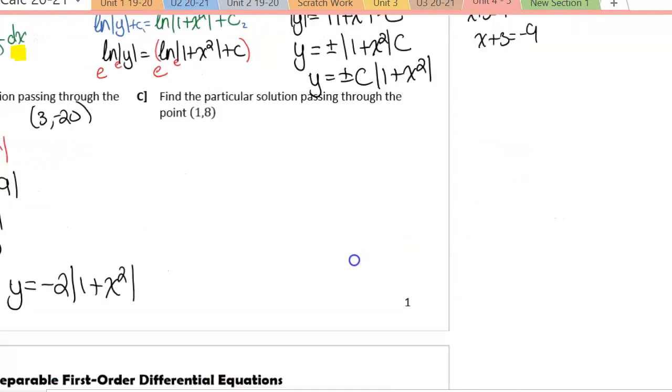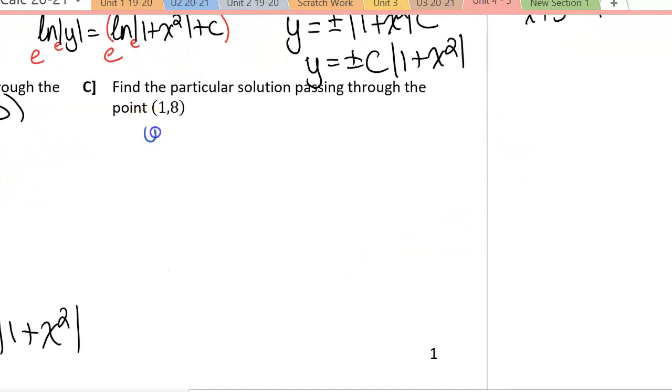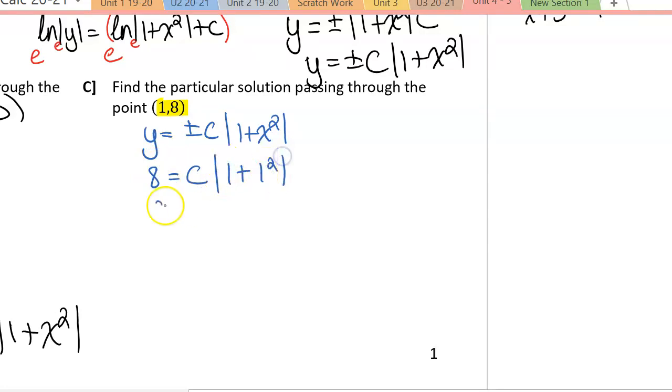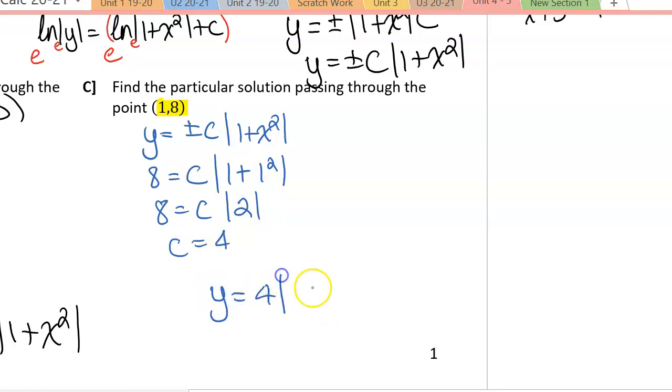All right, similar for part C. Same idea. y equals plus or minus c times the absolute value of 1 plus x squared, because this is the general solution we're going to use to find the particular. We're going to use these coordinate points here. Okay, 8 equals, just use c, doesn't matter, 1 plus 1 squared. 8 equals c times the absolute value of 2, therefore c is 4. And this equation is y equals 4 times the absolute value of 1 plus x squared.